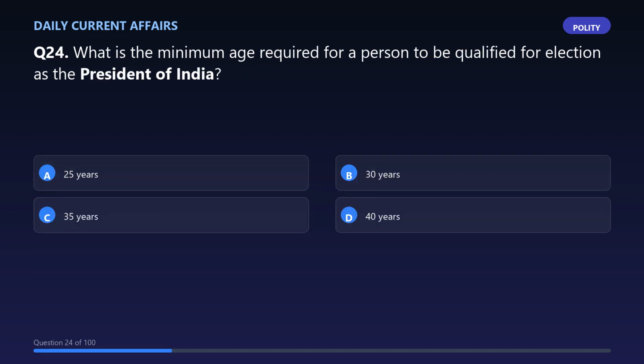Question 24. What is the minimum age required for a person to be qualified for election as the President of India?